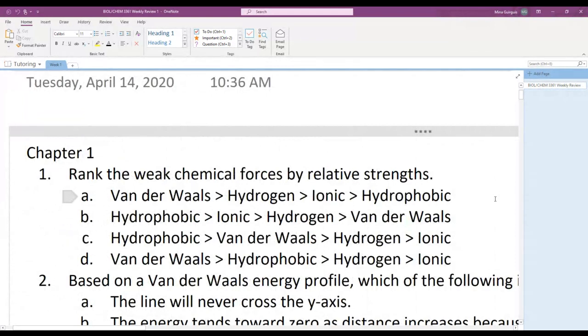So chapter 1, which I think some professors choose to omit, so depending on your section, you might not be learning chapter 1. I think it's still important background to learn, so we're just going to go through a couple of short questions about it. The first question is rank the weak chemical forces by relative strength, okay? The way that I like to approach these problems is, first of all, what's the weakest force on this list? Hydrophobic, ionic, hydrogen, or van der Waals?